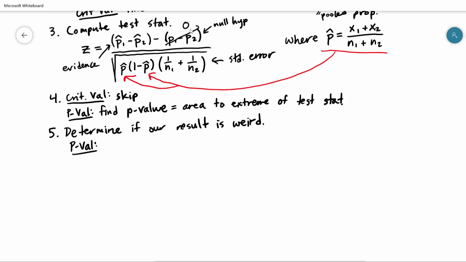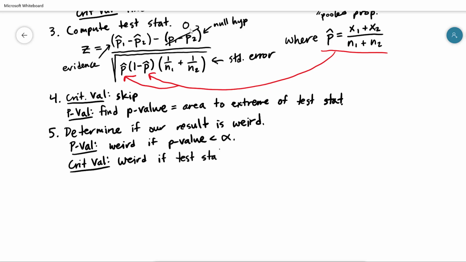In the case of the p-value method, it's weird if the p-value is less than alpha, which is our significance level. There we go. And if we're doing the critical value method, our result is weird if the test statistic, which is z, is more extreme, so further into the tail than the critical value, which was our cutoff for where we consider weird.